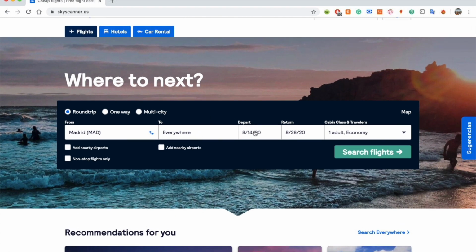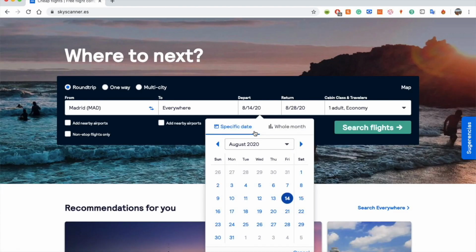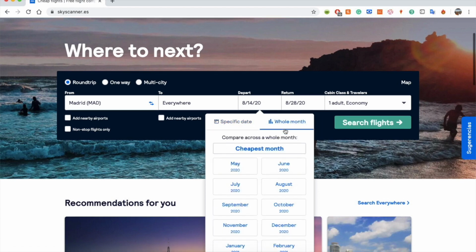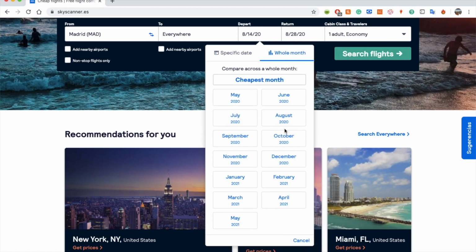And another cool thing, you can click on the day that you want to leave. If you don't know a specific date, but you know the month, you can go to whole month right here. And then you can see May, June, July, August. Also, the cool option is cheapest month. You can click that as well because if you're like me, you're always looking for a cheap flight.